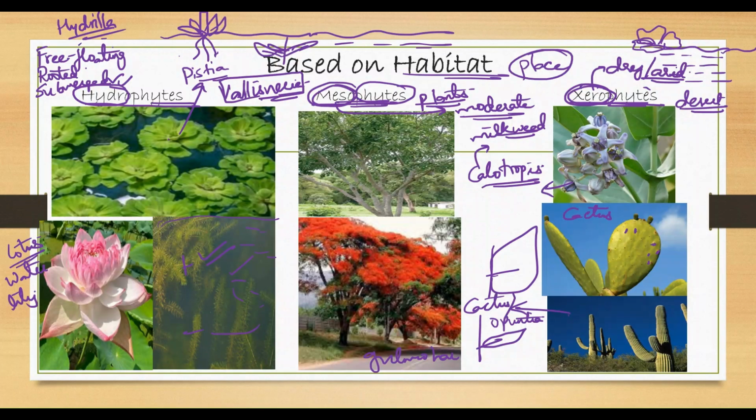But any plant that you find in water, they are considered to be hydrophytes. While those plants that are found in dry conditions, they are said to be xerophytes. Xero means dry conditions, hydro, water conditions, and meso, moderate. They survive under moderate climatic conditions. So, based on habitat, plants are classified as hydrophytes, mesophytes, and xerophytes. This is the fourth thing.